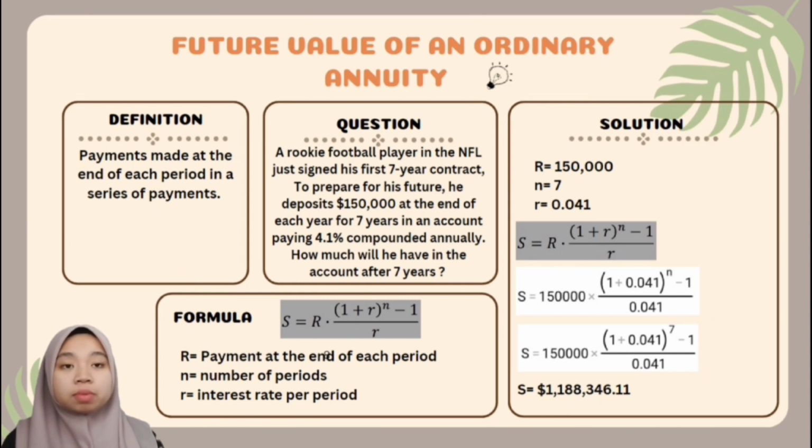First, I will explain about the future value of ordinary annuity, which includes definition, formula, question, and solutions. The definition of future value of ordinary annuity is payments made at the end of each period in a series of payments. The formula is S equals R times ((1 + r)^n minus 1) divided by r. So R stands for payment at the end of each period, n stands for the number of periods, and small r for interest rate per period.